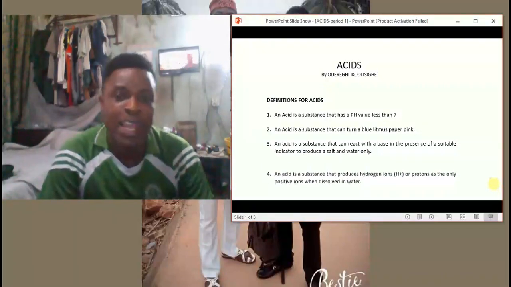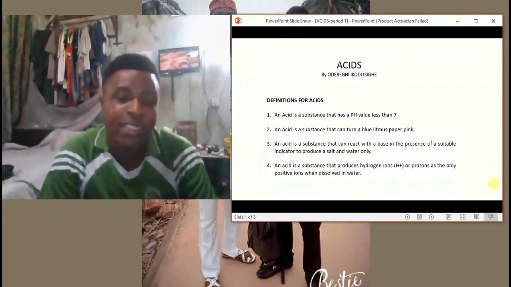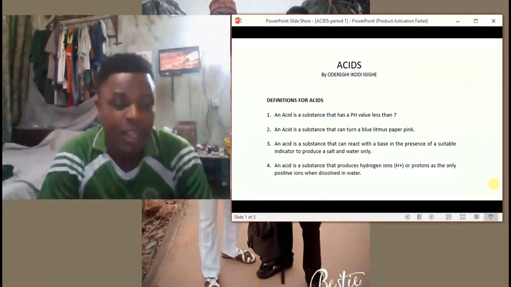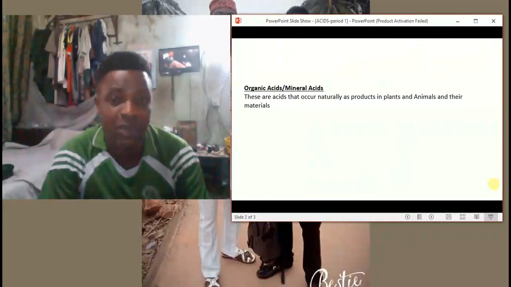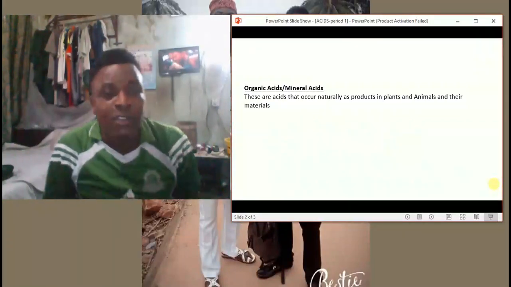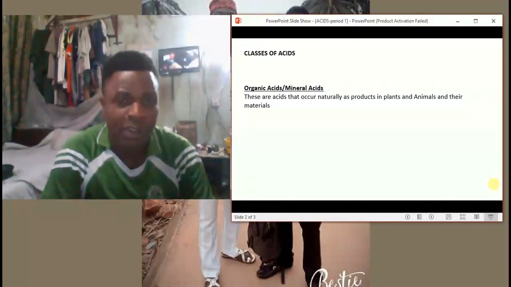And then there is this other definition that is globally accepted worldwide, that an acid is a substance that produces hydrogen ions or protons as the only positive ions when dissolved in water. Having said all of this, we now move to the classifications of acids.